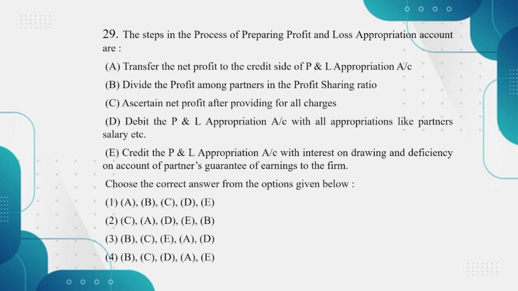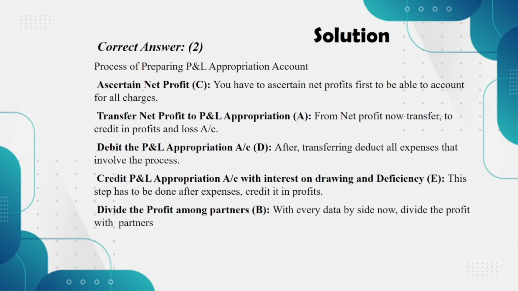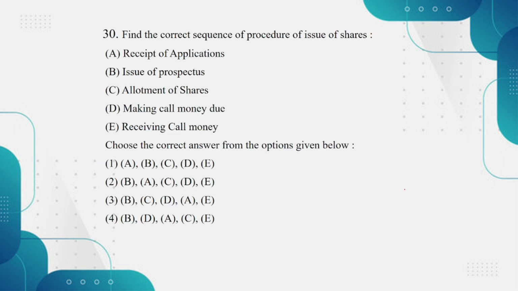The steps in the process of preparing profit and loss appropriation account. Please remember the steps: ascertainment of net profit first, transfer of net profit, debit the P&L appropriation including all the expenses, interest on capital, salary, commission, then credit the amount of drawings, interest on drawings, not drawings, interest on drawings, then divide the profit or loss among the partners.